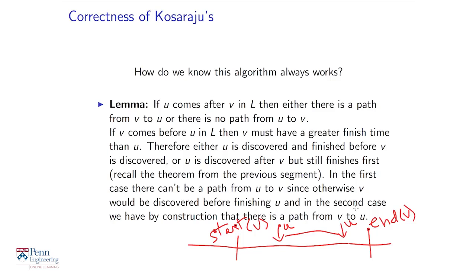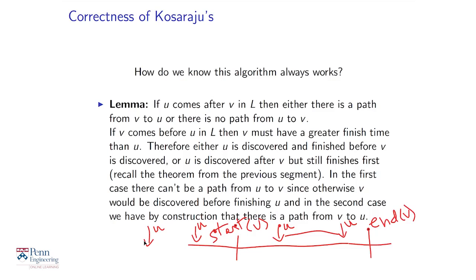If this happened, what do we know? We know there's a path from v to u. So either u started after v started and finished before v finished, and therefore there's a path from v to u. Or the alternative is u started here and finished here. That means u was started and finished before we even started with v. And the question is, why did the DFS of u not find v?